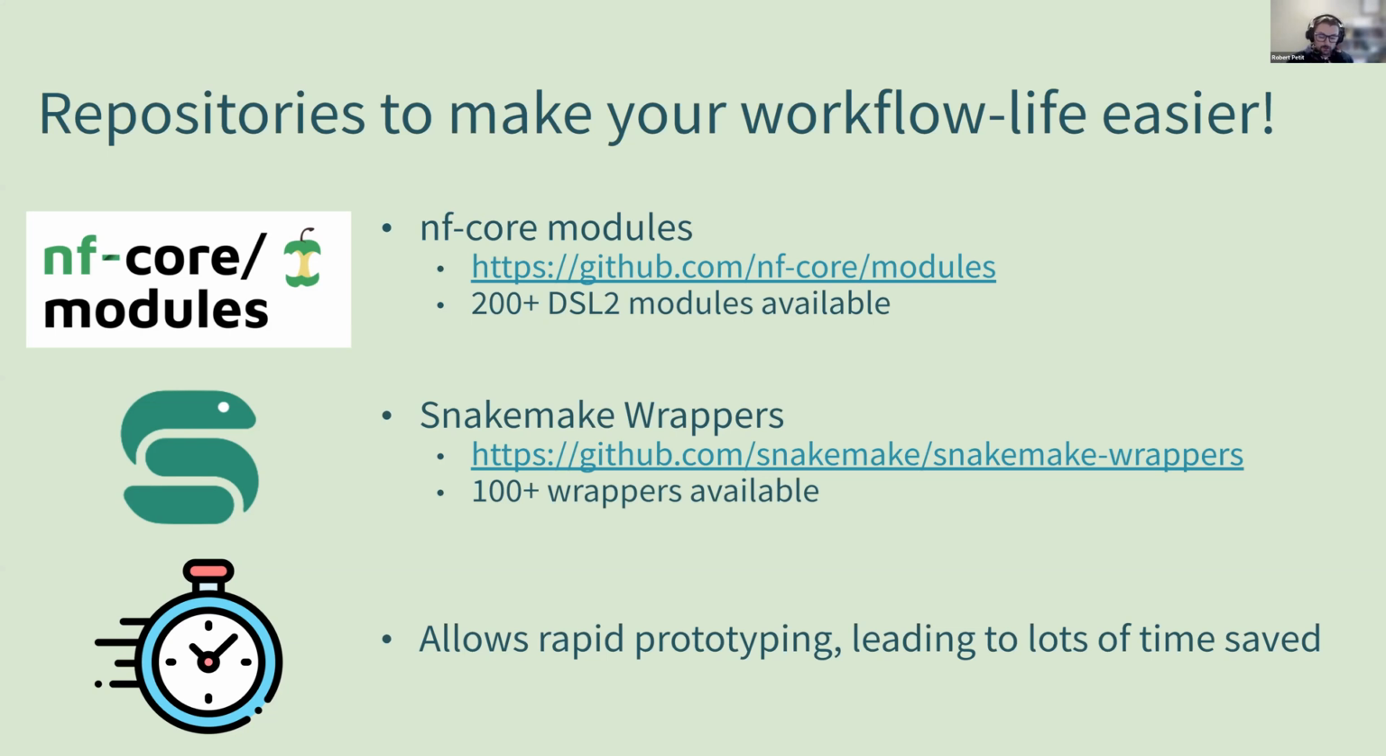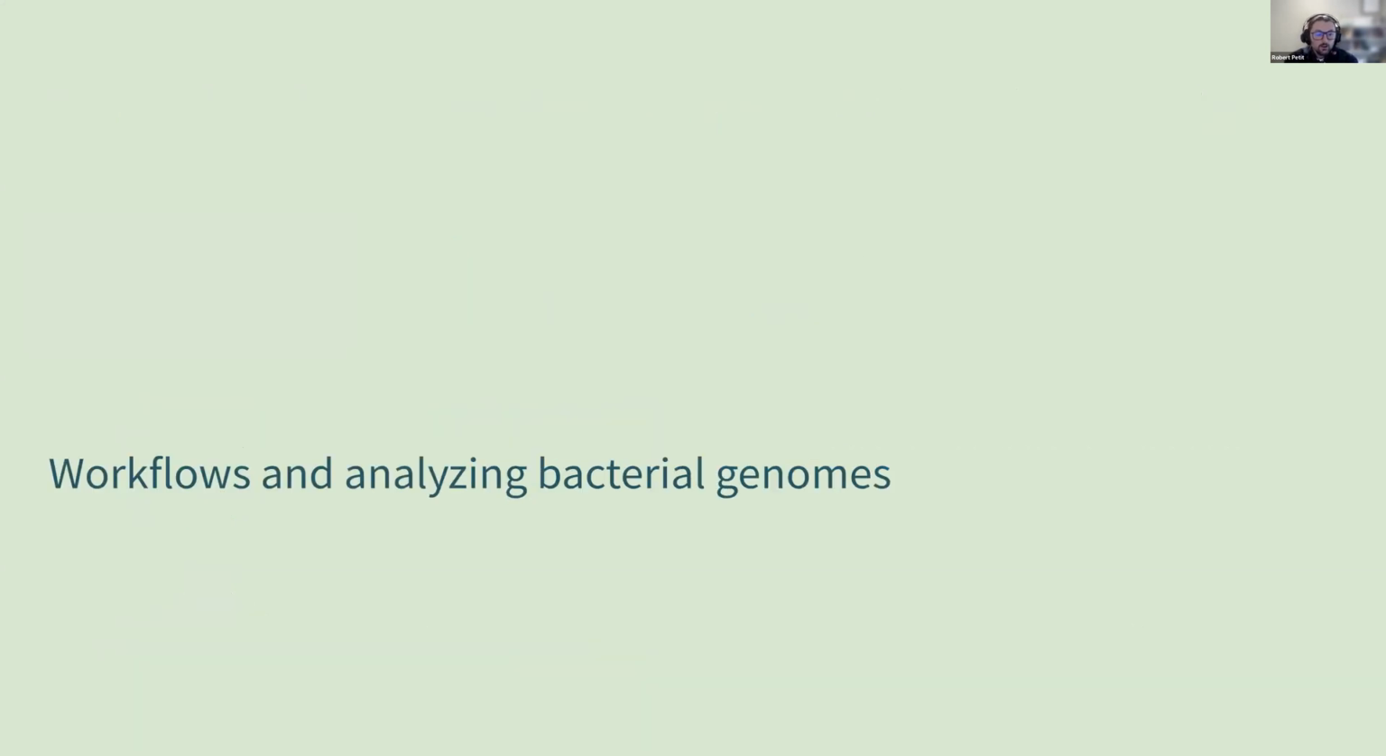So it really allows you to conduct rapid prototyping, and that saves a lot of time. And like I think Nabil mentioned earlier, sometimes you just need to get a quick result. If you become efficient at importing these modules, you could go from FastQ to a phylogenetic tree pretty quickly. And then, if you start doing it more and more, you can decide whether to fully wrap it. But yeah, I want to get into some workflows and analyzing bacterial genomes.